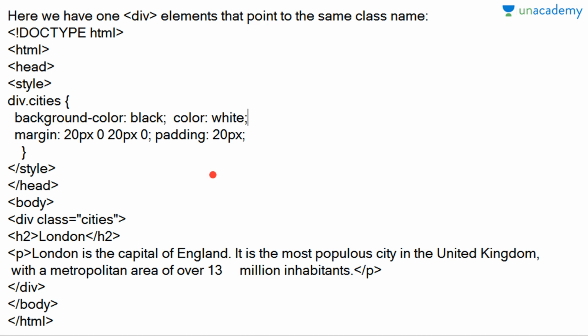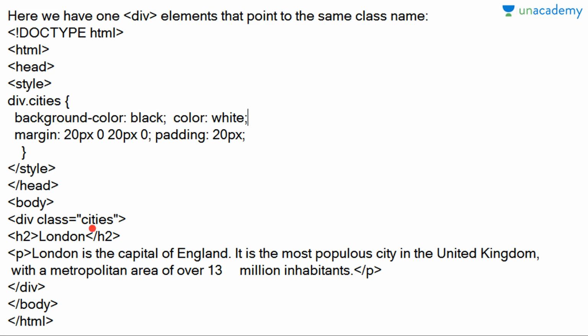All these properties are applied to the div element. These are the benefits of using the class. Here we have used a single class, but if we wanted to use multiple, like two div elements with the same class, div class equals cities and another div class equals cities, and we use this div.cities with all these properties, then these properties would be applied to the first div element and to the second div element. So the benefit is that we don't need to define style attributes separately for the first and the second div element. This is the use of classes.